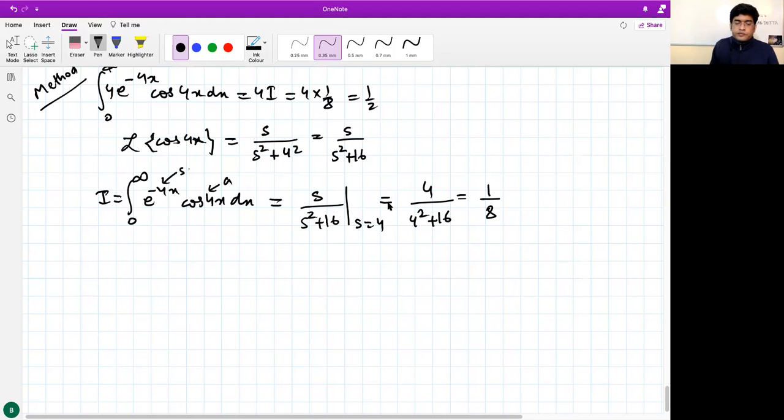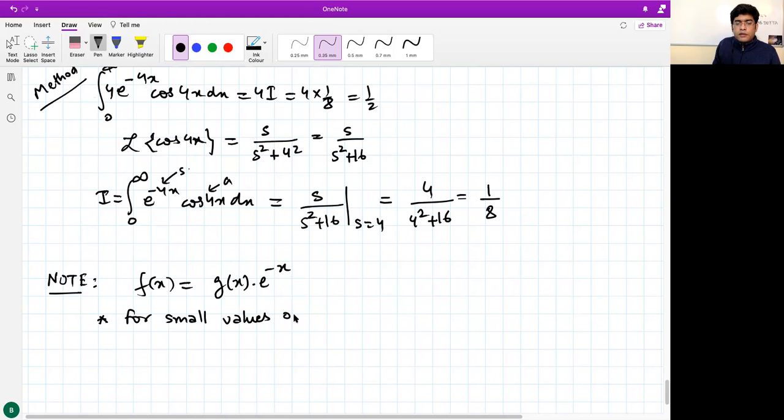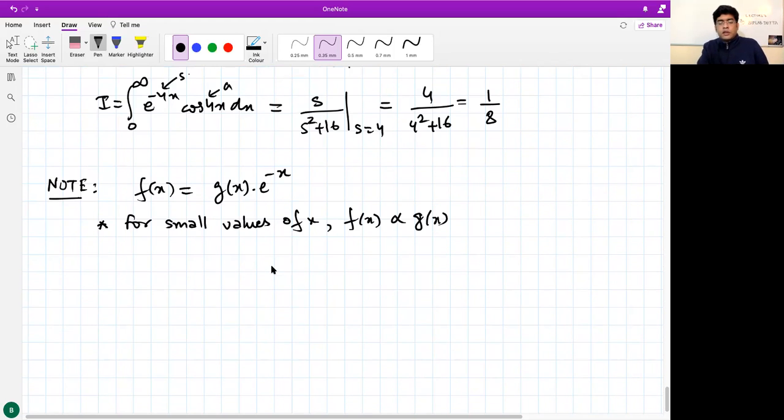Now let's do this plotting. Note, we have f(x) equal to f, say we have this format, where this is g(x) e to the power minus x. Now, some of you already know this thing and some of you don't, so just listen to it again. For small values of x, f(x) will be proportional to g(x).